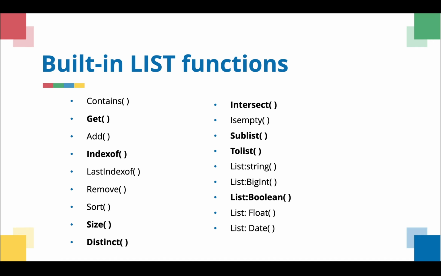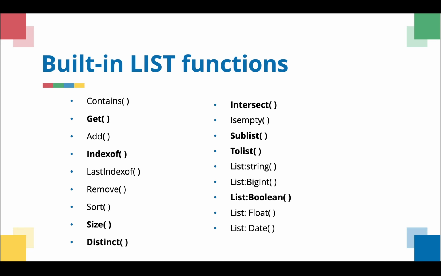Then we have, of course, add, which we saw already. It adds specific elements to the given list. Then we have index of. Now, index of returns the position of a given element in the list. And as we know, the first element's position is always 0, right? The last index of returns the position of the last occurrence of an element in the list. Now, if you remember, a list does not look for duplicates.